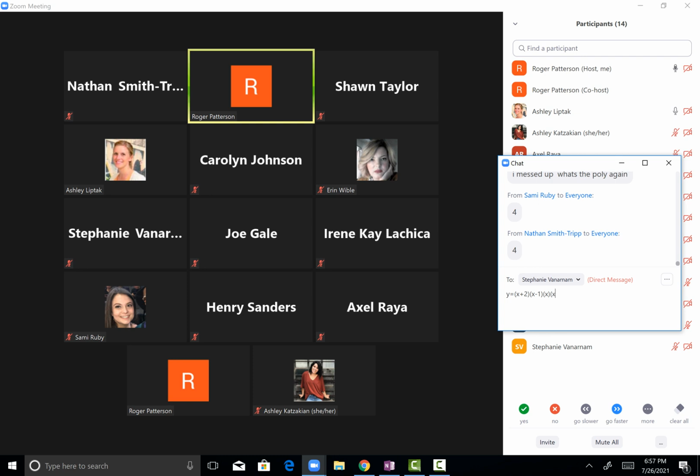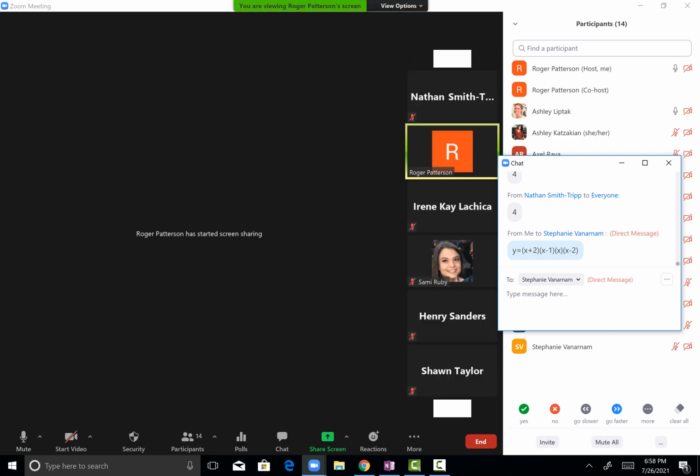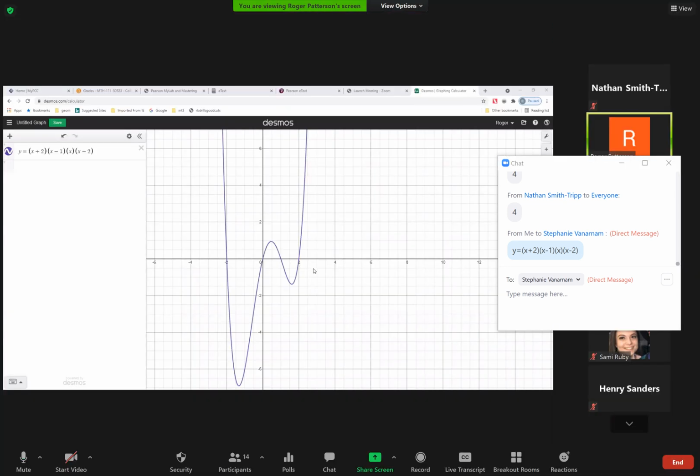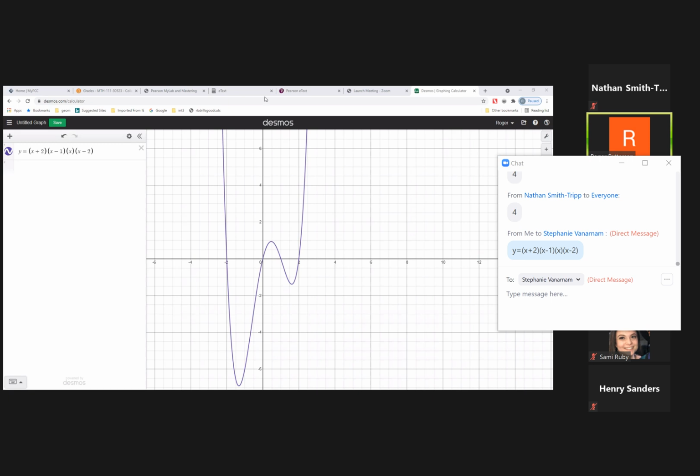All right, so we've learned about turning points and the general shapes of these graphs. Now I want to start sharing the screen with you. Now, this is going to be a little bit confusing, okay? I'm going to take this out first.